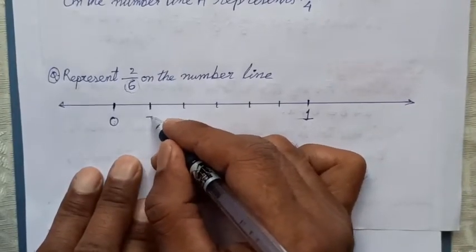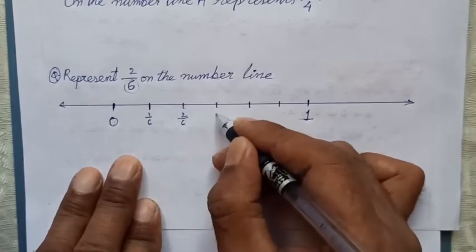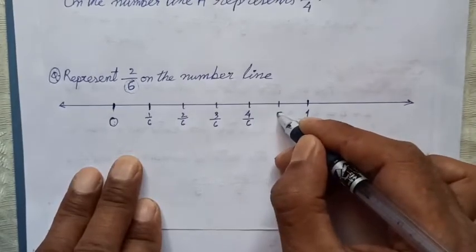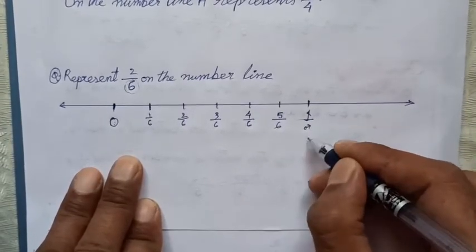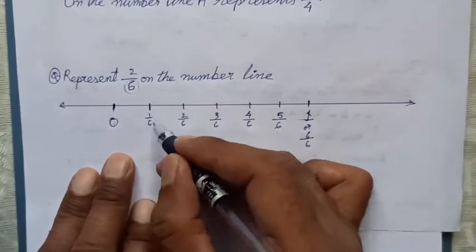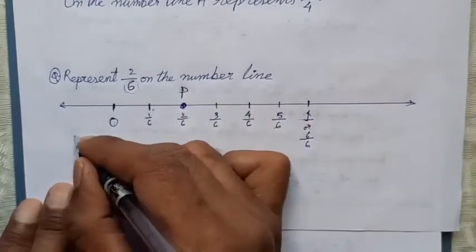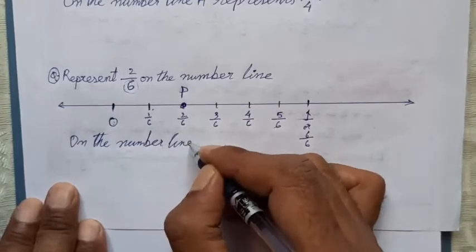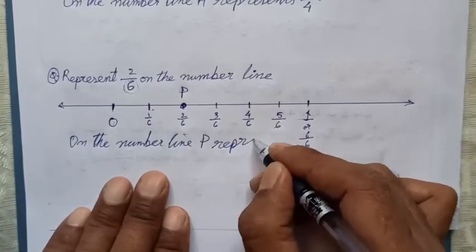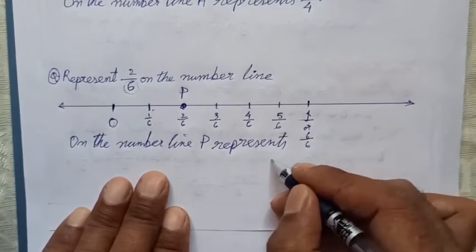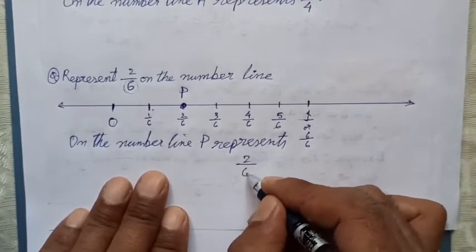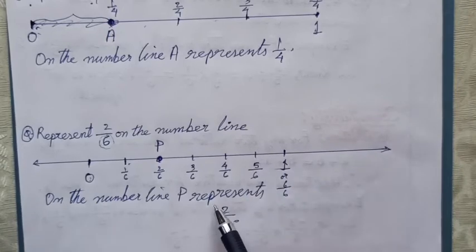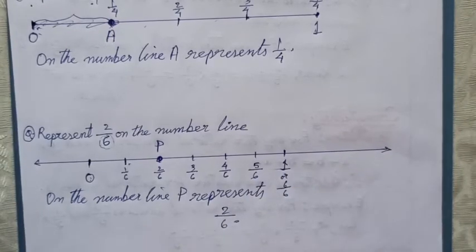Actually this first part will become now 1 by 6. This is 2 by 6. This is 3 by 6, and this is 4 by 6, and this is 5 by 6, and this will be 6 by 6. So this is 2 by 6, 1, 2. So this point, let's suppose it be on the number line, P represents 2 by 6. Here it is over. And this is the idea how to represent rational number on the number line.